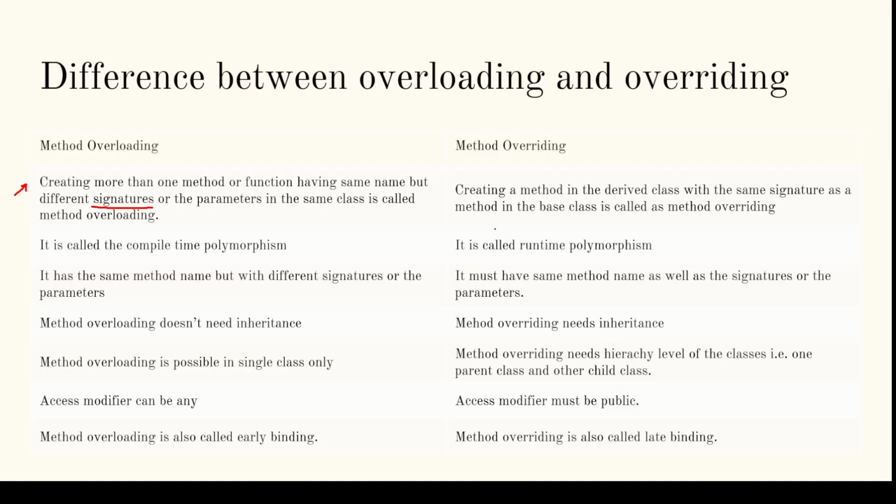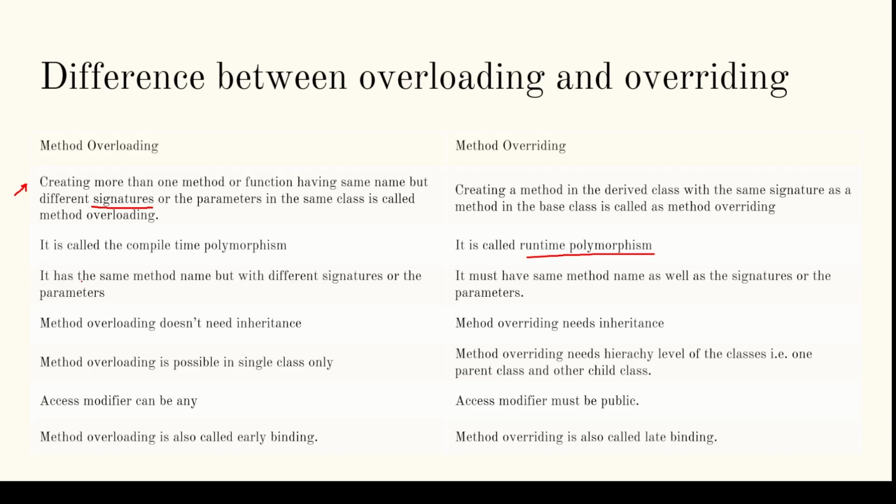Okay. Whereas in method overriding, creating a method in derived class with the same signature as a method in the base class is called as method overriding. If you remember the last video, we were having this method with the same signature, I mean the same name and the same parameters, but they were present in the different classes. Method overloading is called the compile time polymorphism. So at the compile time, we will decide which method we will be invoking, and method overriding is known as runtime polymorphism. At the runtime, it will be decided which method will be invoked.